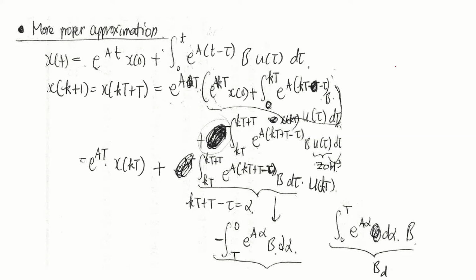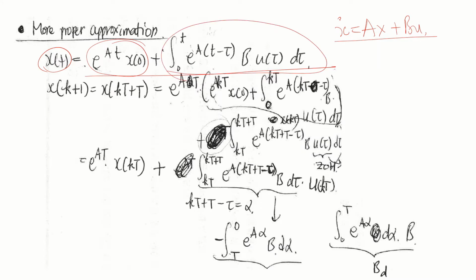Here comes a more proper approximation. We know for this given state model, the solution to the state model x of t is given as this formula. It has a homogeneous part and a non-homogeneous part here. So we directly use this formula for the discretization of this continuous model.